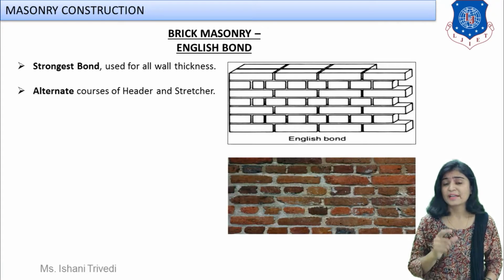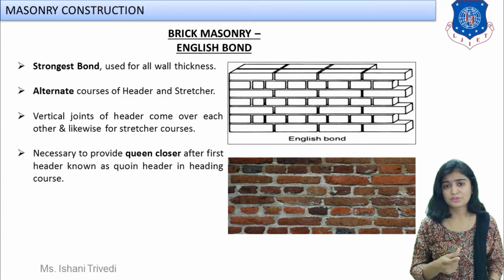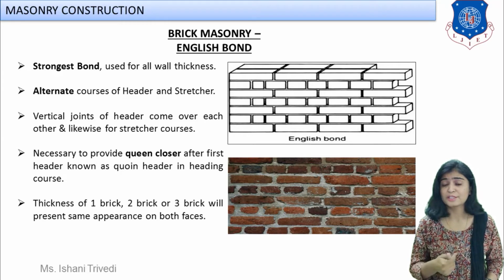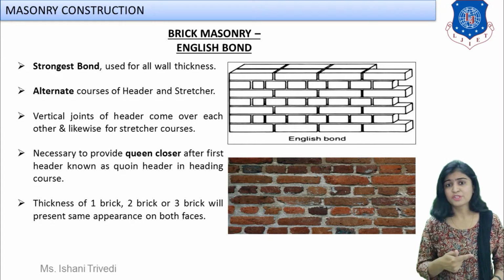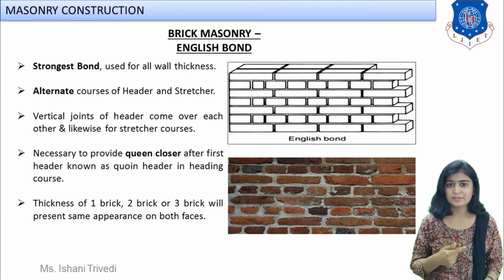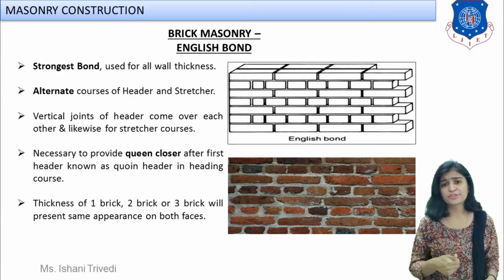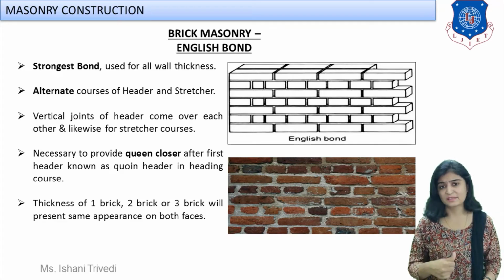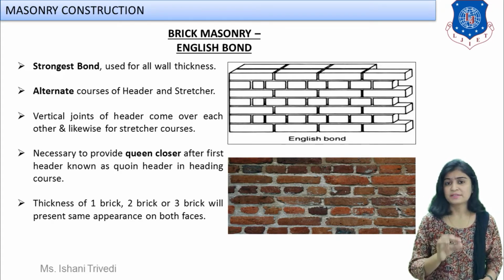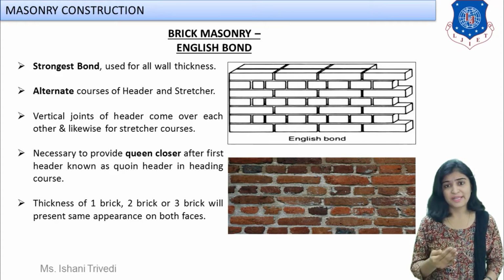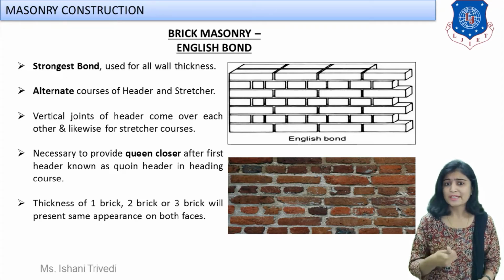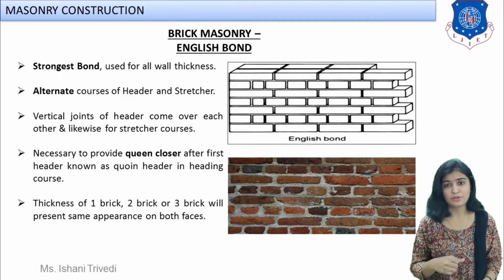Okay, so English bond is considered to be the most strong bond, right? It is the strongest bond of all different types of bonds which exist in brick masonry construction, right? But there is one disadvantage, that it is not going to give you a very pleasing appearance as compared to other types of bond. This is a simple arrangement of headers and stretchers in alternate courses, right? But from the point of view of strength and stability and bonding, English bond is considered to be the strongest bond of all.